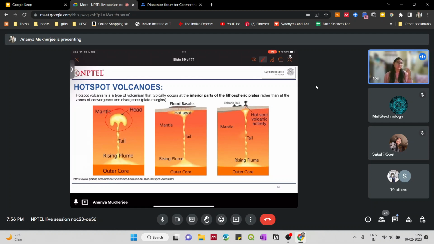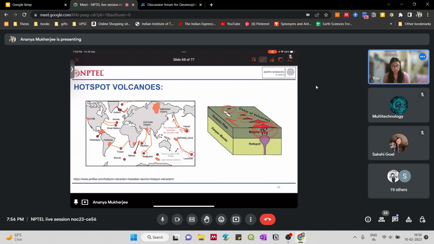Deccan basalts is one example of such continental basalt, which came into existence because of such hotspot activities. It was due to the presence of the Reunion hotspot below the Indian landmass.